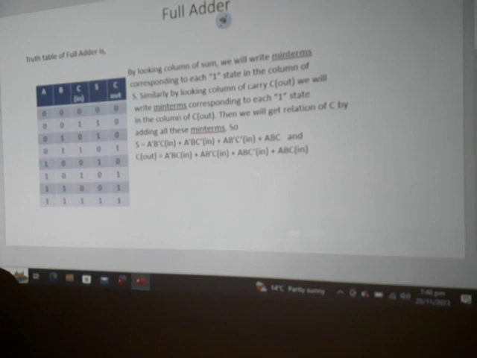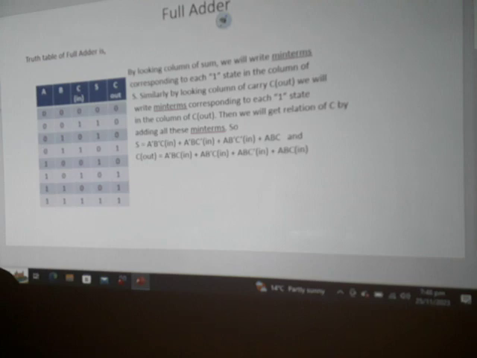Similarly, the second row is the binary code 1, which is 0, 0, 1. So if we add these 3, we get sum 1, carry 0. Similarly, the last term, which is 1, 1, 1, if we add these 3, we will get sum 1 and carry 1.